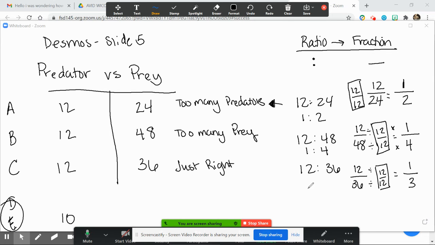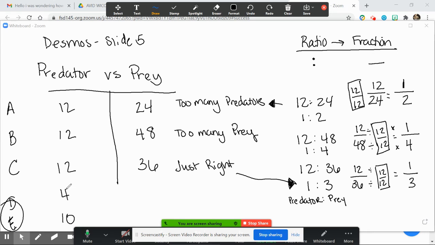Okay. And then the final scenario is a 1 to 3, meaning for every one predator, they're going to have 3 prey. And they say this is just right. That means this is going to keep the ponds clean. There's not going to be too many predators. There's not going to be too many prey. Everything's going to work out just right. So we're reducing that. So now we know it's a 1 to 3.